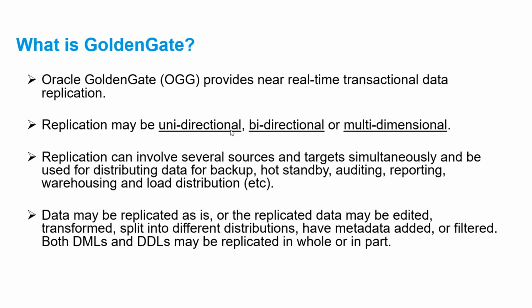With Goldengate, another advantage is data can be replicated as is, or replicated data may be edited, transformed, split into different distributions, have metadata added or filtered using Oracle Goldengate. So you can replicate the data using Oracle Goldengate. Now, if, for example, on source you have 100 schemas and you want to replicate the data of all 100 schemas, it is possible with Oracle Goldengate.